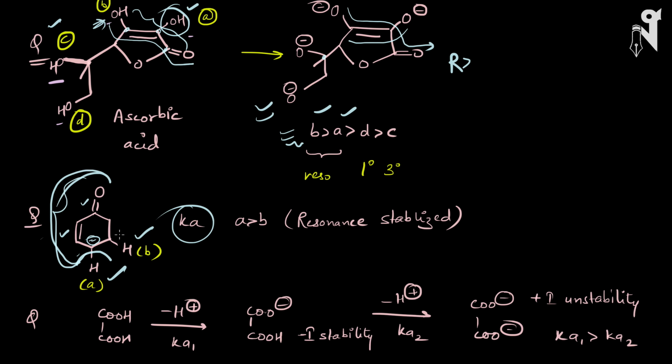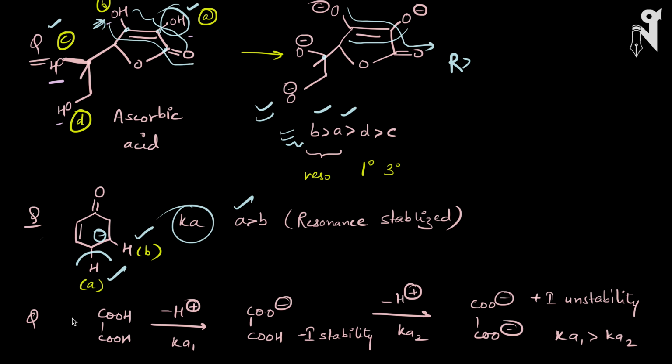Whereas if I remove hydrogen from B, let me just draw it. If I have a negative charge over here, this is not in conjugation with anything. So if you get a carbanion at position A, it is much more stabilized due to resonance than B, and that is why Ka for A is more than Ka for B. Now let's look at the next question.